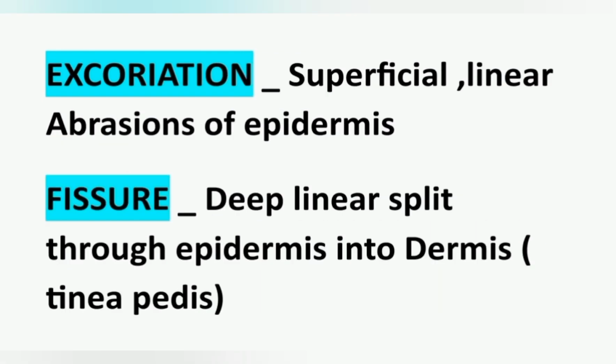And the next point is excoriation. Excoriation is a superficial linear abrasion of the skin. This is one of the abrasions, a small abrasion, scratching of the skin is known as excoriation. And next is fissure. Fissure is a deep linear split through epidermis into dermis. For example, tinea pedis during winter season and all, foot tears will come. That is known as fissure, a deep linear split through epidermis into dermis.